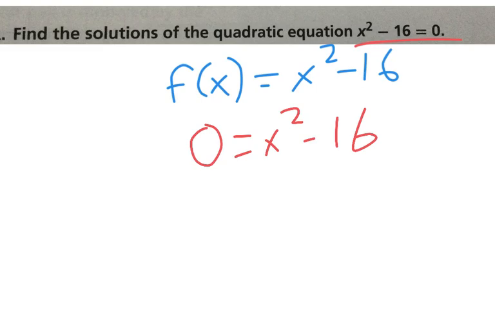So now where does it cross the x-axis? Where are its solutions? Negative 4, 0 and 4, 0. Those are the solutions. Those are the roots.